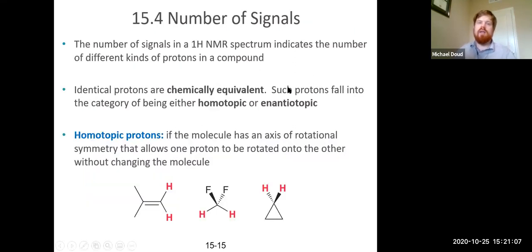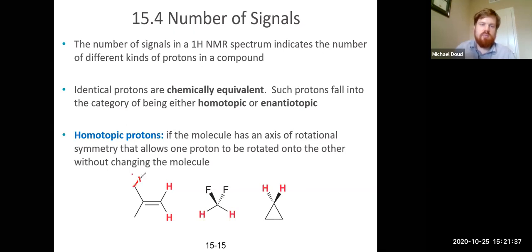Okay, so starting with the number of signals. The number of signals in a proton NMR spectrum tells you the number of different kinds of protons that exist in a compound. Now, note, I didn't say the number of protons that exist, it's the number of kinds of protons that exist. If 3 protons, let's say, are symmetrical to one another, like in a methyl group, let me just draw a compound here and you can kind of see what that's going to look like. So this methyl group, H, H, H, this sigma bond here can rotate freely.